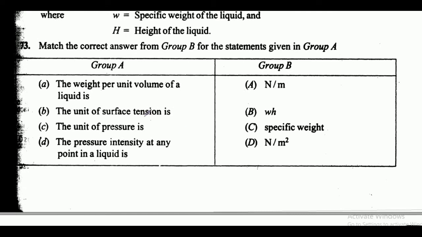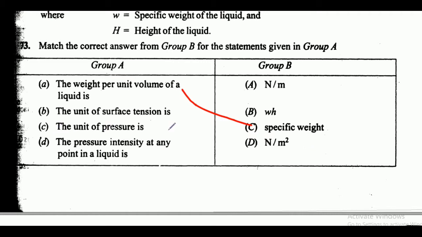Here next is question number 73. Match the correct answer from group B for the statements given in group A. So here friends, the first statement is: the weight per unit volume of a liquid is, here friends, the correct answer is option C, that is specific weight.